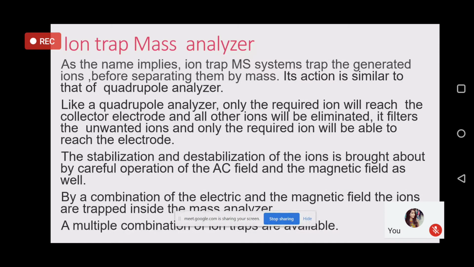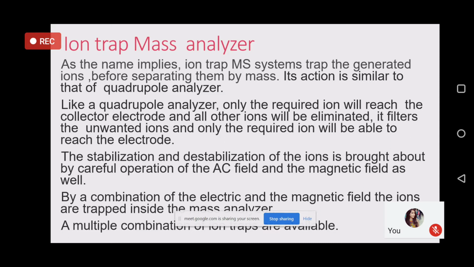That is how it should happen. Otherwise, just confining the ions with different M by Z in a volume has no meaning. So it's like collecting the ions first in a small volume, and that's why it is called an ion trap. And after the ions are collected, you select one particular M by Z out of all those collected ions. So ions with that M by Z will be able to come out of that ion trap and they will be able to reach the electrode.